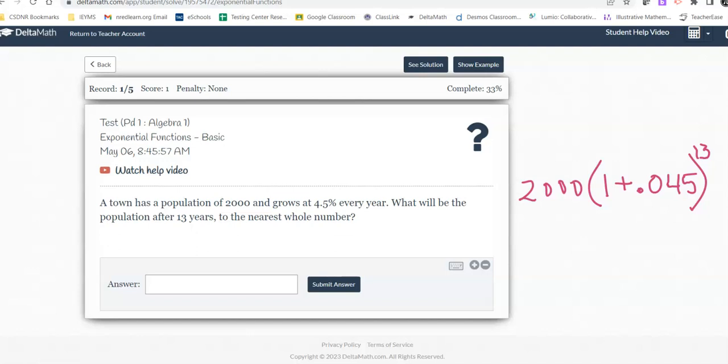So I'm going to need here 2,000 parentheses 1 plus 0.045 raised up to the 13th power. Again, it said round to the nearest whole number this time, 3544.3, that's 3544.